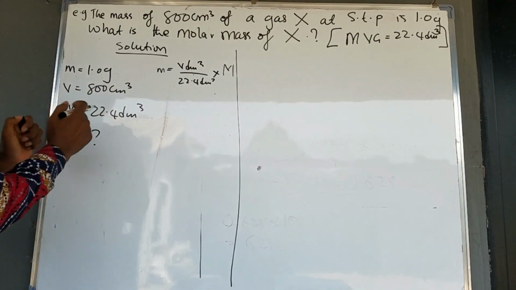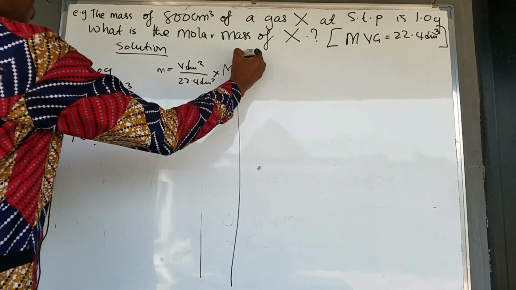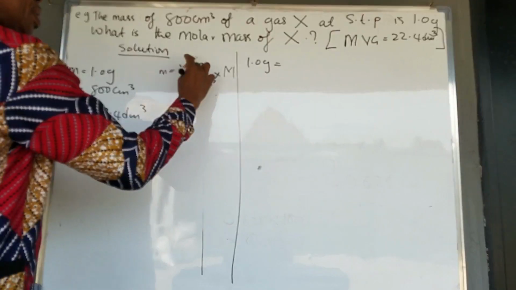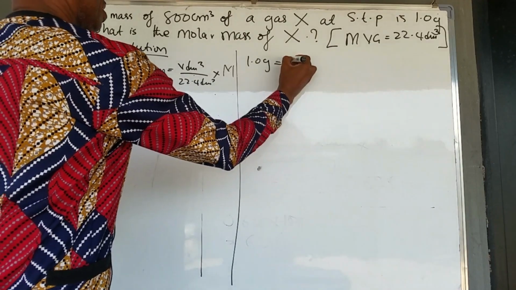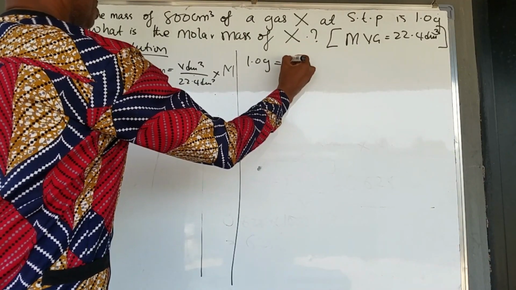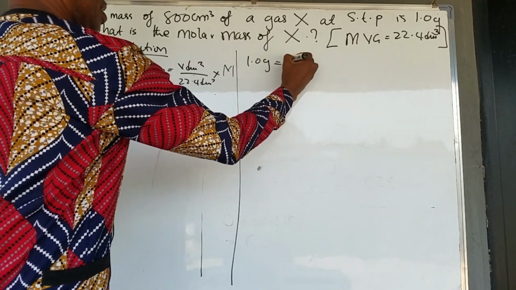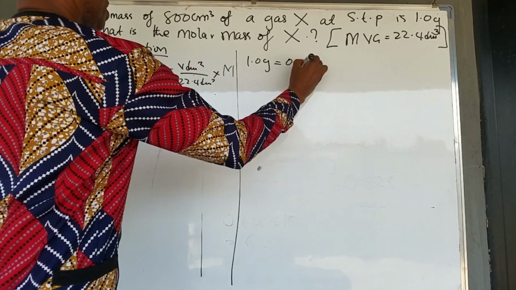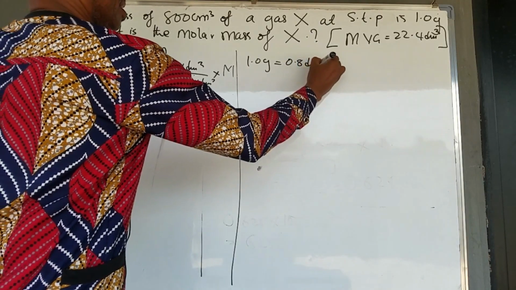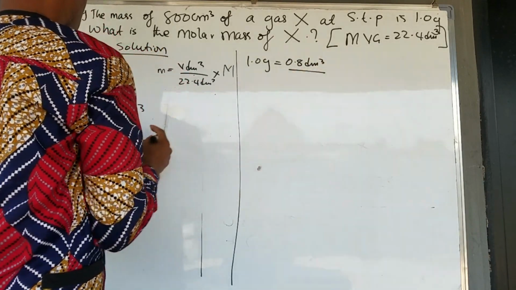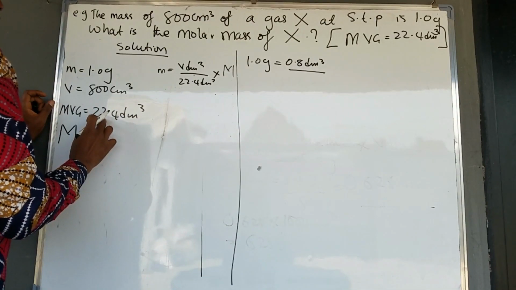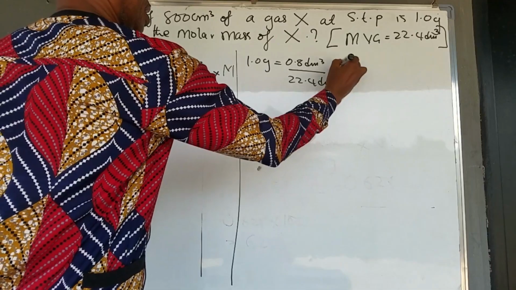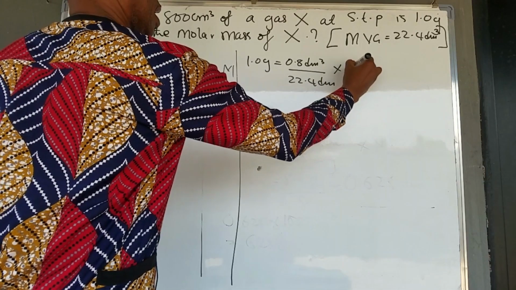Now, I already know my m is what? 1.0 gram is equal to my volume in dm³, which is 800 cm³, which if I convert it is going to give me 0.8 dm³, all over 22.4 dm³, times the big M.